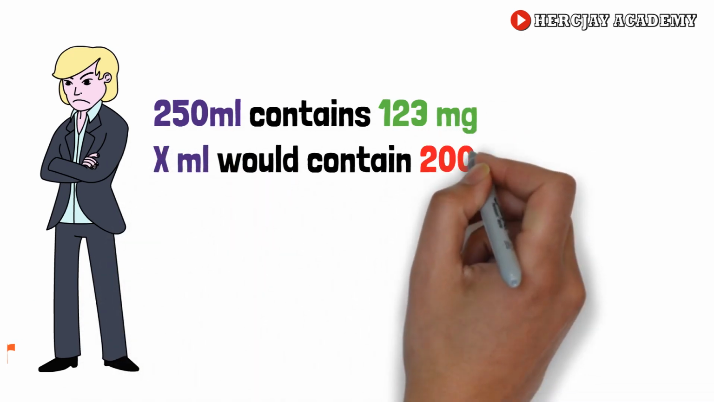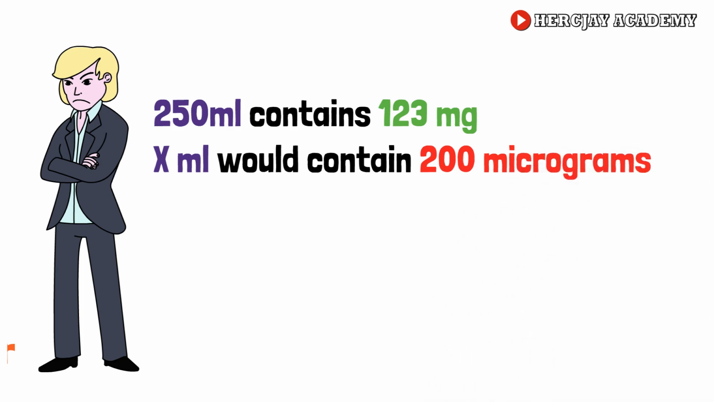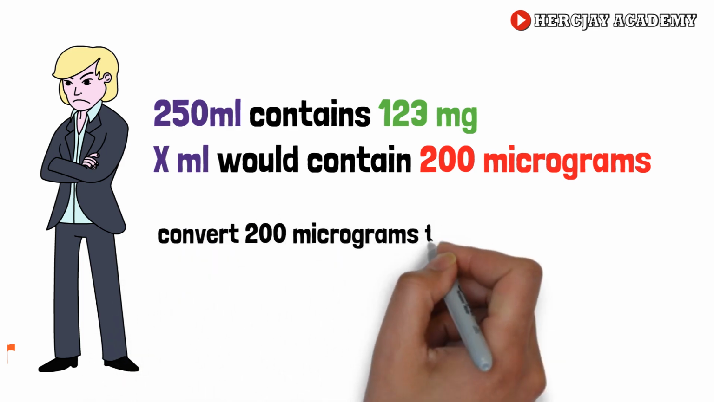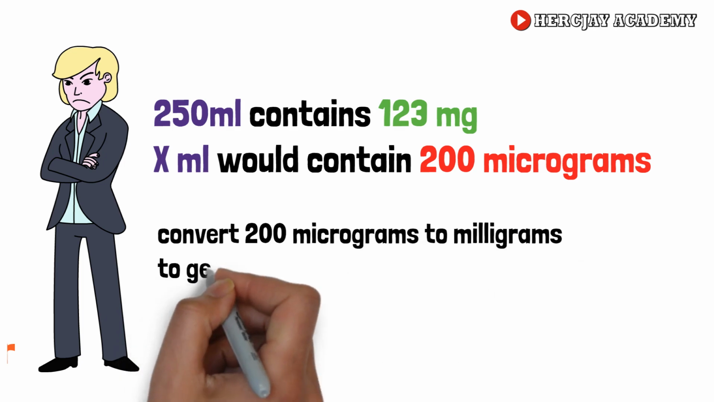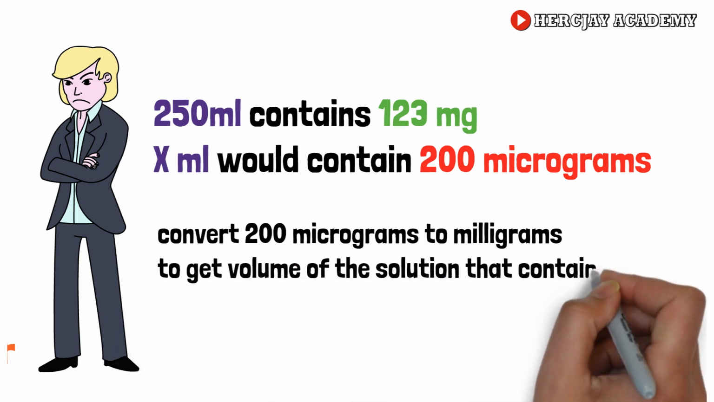We cannot directly cross-multiply here because the units on the right-hand side do not agree. One is in milligrams and the other in micrograms. We can choose to convert milligrams to micrograms or convert micrograms to milligrams. It does not really matter as long as we bring them to the same unit. I will convert 200 micrograms to milligrams, then use it to do this calculation to know the volume of the solution that contains 200 micrograms of the drug.